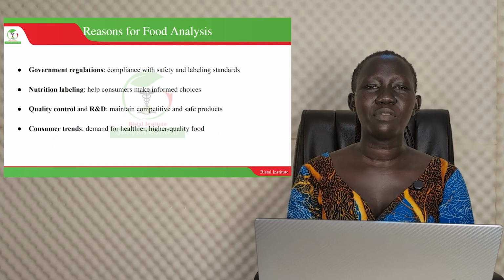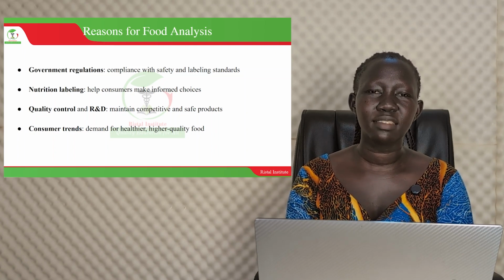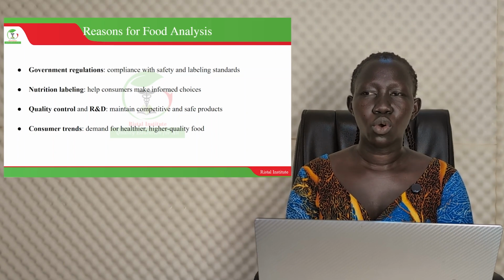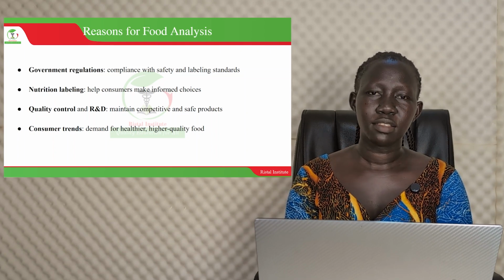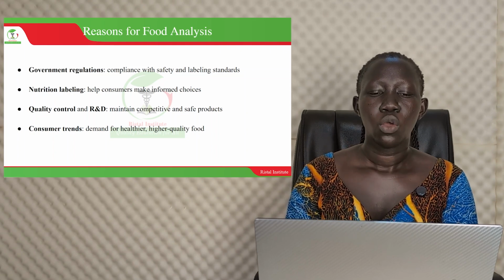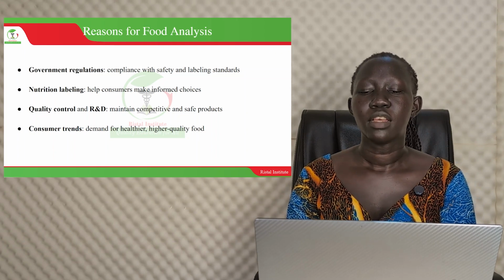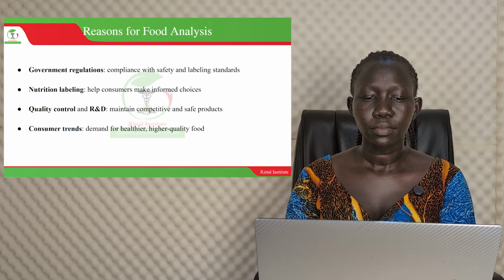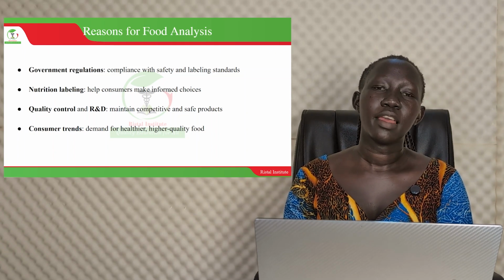A patient that is suffering from hypertension needs to make sure that they look out for a food that has less salt or less sodium so that they are going to be able to consume these products and that will nourish their systems and help to reduce the effect of the hypertension. Quality control. This also helps to maintain competitive and safe products. Consumer trends. The demand for healthier and higher quality foods.